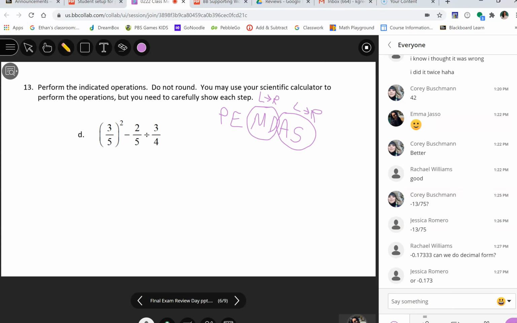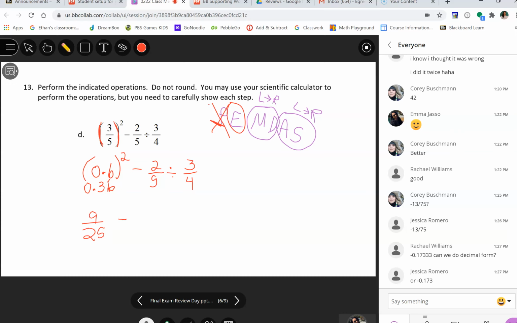PEMDAS: I have to do inside parentheses first, or inside any grouping symbol. Technically, I have parentheses right here, but there's nothing to do inside of it unless I wanted to change that to a decimal. After that, there's really nothing to do inside those parentheses, so that's kind of done. But there definitely is an exponent. If I use my decimal form, I would get 0.36. If I use my fraction button when I do the exponent, I would write 9 out of 25.